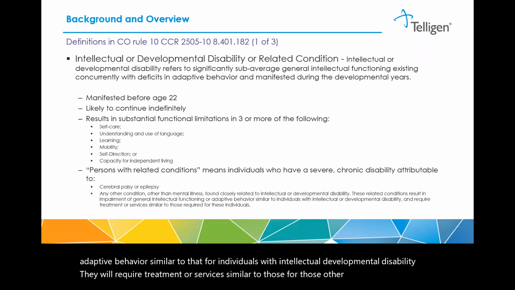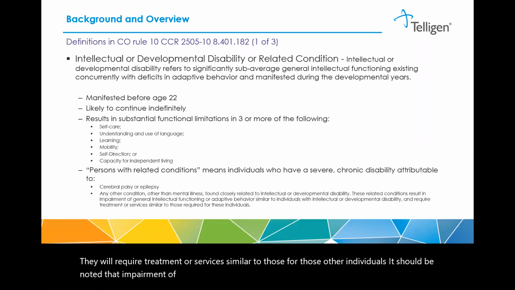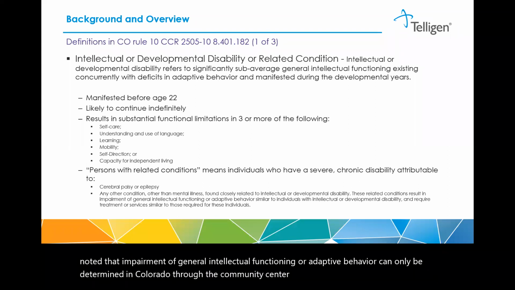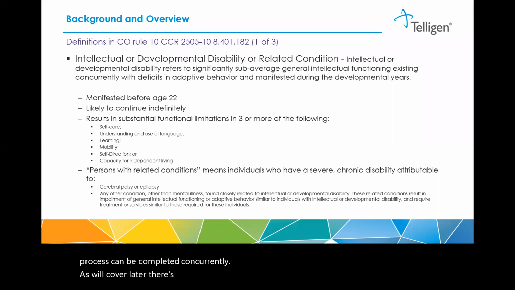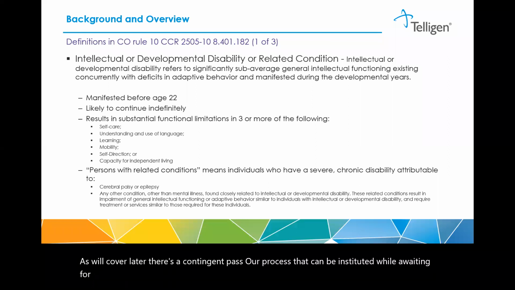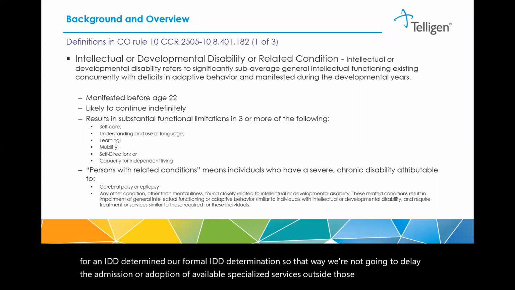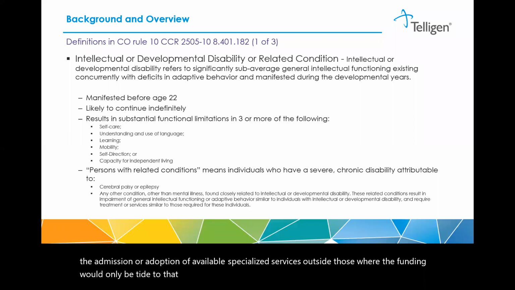It should be noted that impairment of general intellectual functioning or adaptive behavior can only be determined in Colorado through the Community Center Board, the CCB, but the PASSR process can be completed concurrently. As we'll cover later, there's a contingent PASSR process that can be instituted while waiting for a formal IDD determination. That way we're not going to delay the admission or adoption of available specialized services outside those where the funding would only be tied to that formal IDD determination.